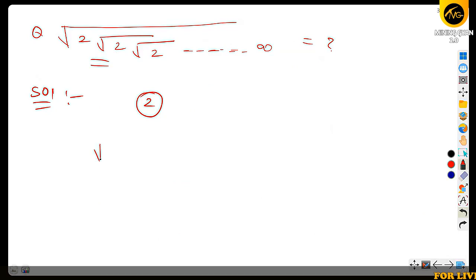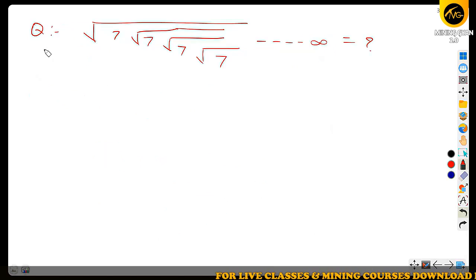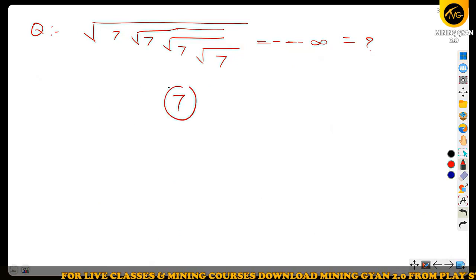Correct? If there is root over 8 under root 8 and the series goes to infinity, then the answer is again 8. Clear? Similarly, the next question is root under root 7 under root 7 under root 7, and it goes to infinity. That means the answer is 7. So this is the shortcut method.